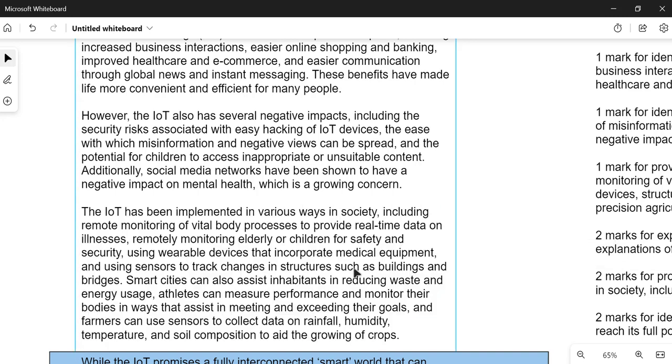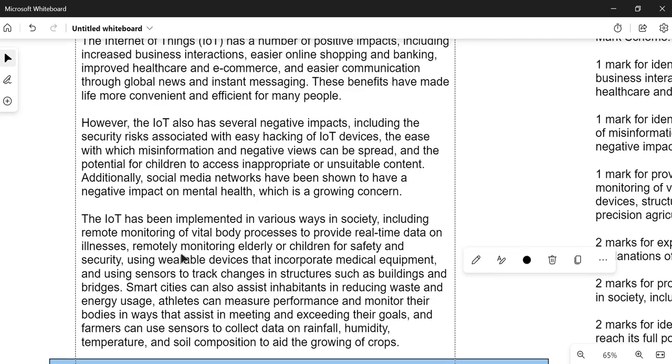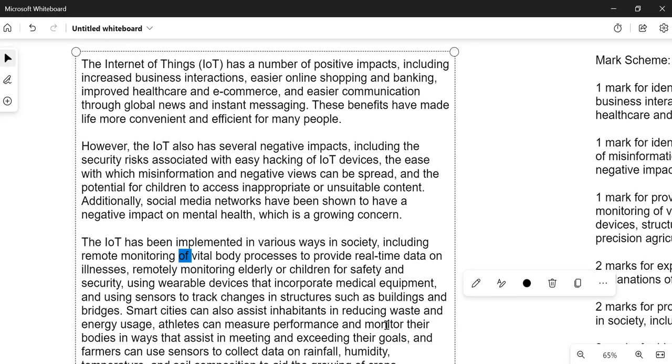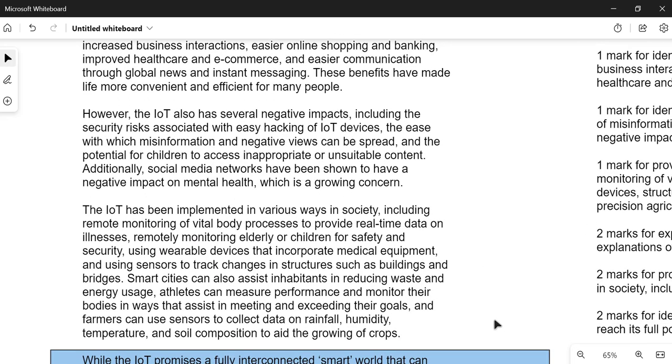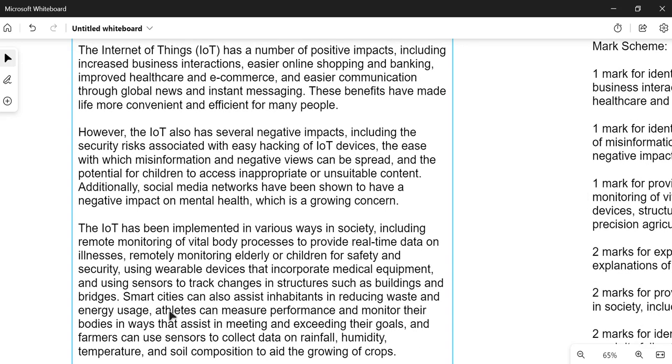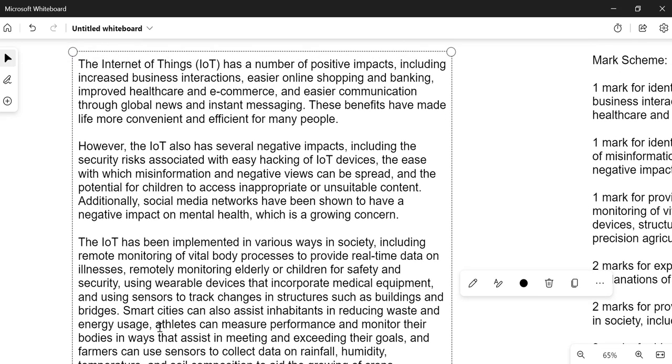There's quite a lot of different examples in here. So for example, we can go into quite a bit of detail about smart cities. We can go into detail about how it could be used for athletes. So how can athletes measure their performance? What could they be wearing? What sort of performances could we be looking at? Mentioning the real-time data. Looking at their recovery time.